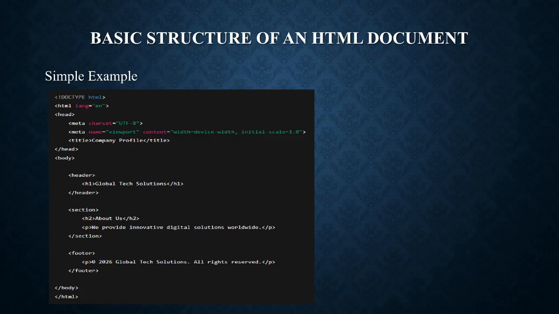The body section contains the visible content of the web page. In this example, the header displays the main heading Global Tech Solutions. The section tag contains information about the company under About Us, and the footer shows the copyright information at the bottom of the page.